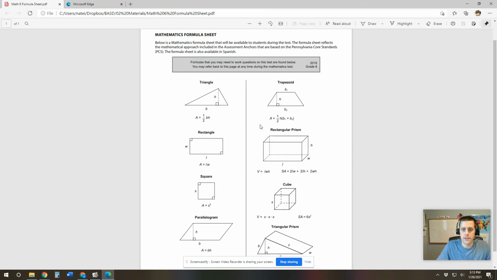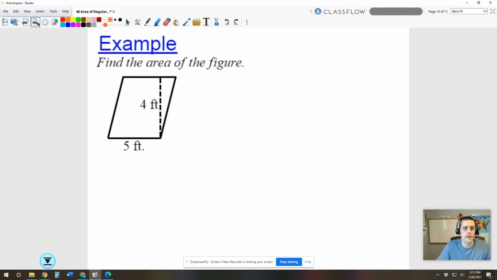On your formula sheet, the parallelogram is the very last shape in the left-hand column. Area equals BH, the base of the parallelogram times the height. The base is going to be the measure of one of the parallel sides, and then the height, see, it forms a right angle with your base, and it's actually the distance straight across to the opposite parallel side. Let's go ahead and try one out together. So here we have a parallelogram.